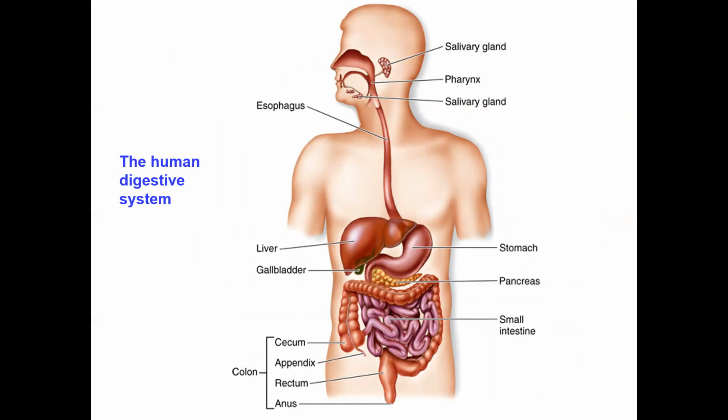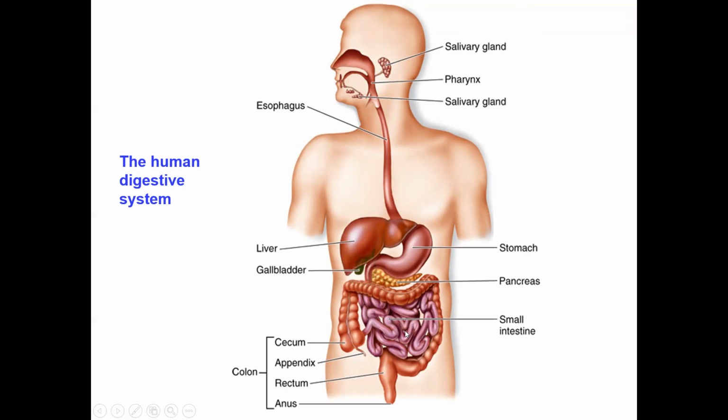This is the structure of the human digestive system. They start from the mouth here. You have the salivary glands, and then the food enters the esophagus and reaches the stomach. This is the liver, which produces bile, and then the bile is stored in the gallbladder. The pancreas produces the pancreatic juice, and the gallbladder releases the bile. Then the mixture is secreted into the duodenum, which is the first part of the small intestine.